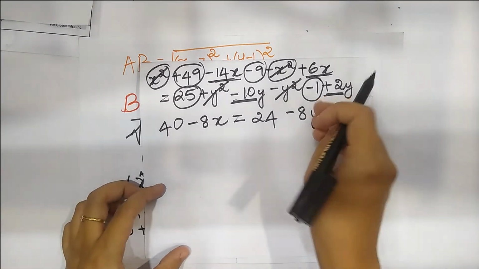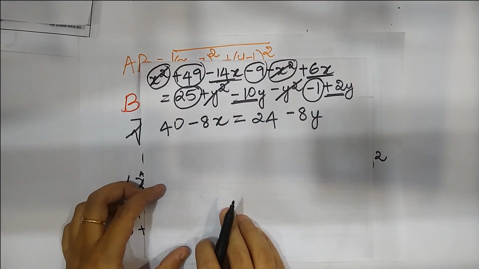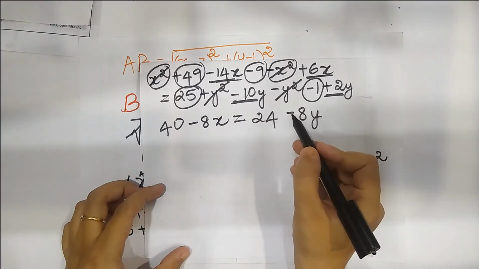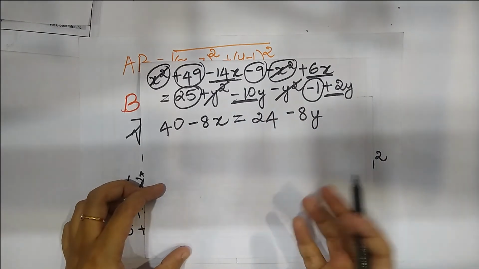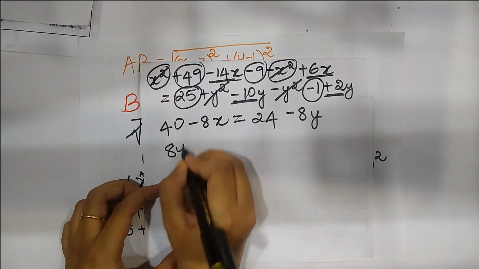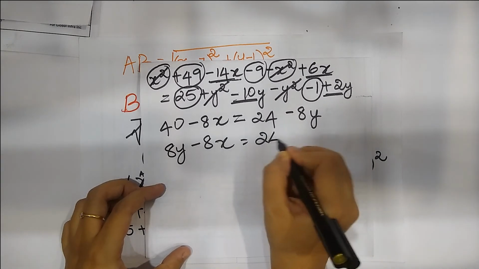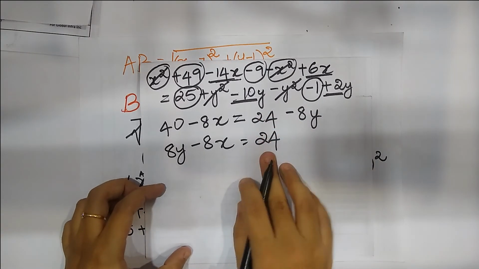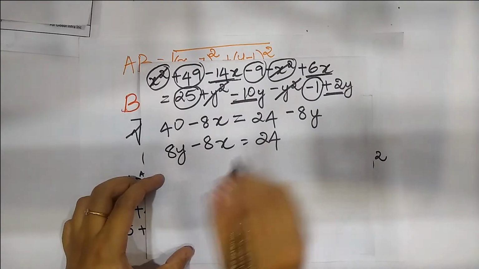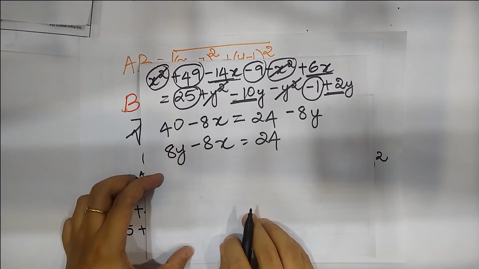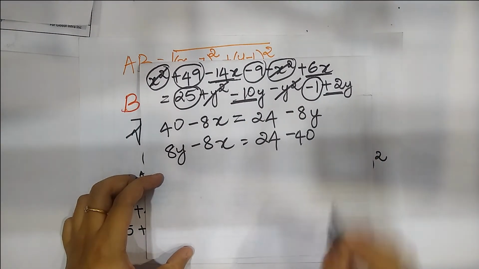So let me take the y to the other side. If I take minus to the other side, it makes it plus. So it will become 8y minus 8x is equal to 24. 24 will remain on the same side. Now I have to bring this 40 to the other side. If I bring 40 to the other side, it makes it minus 40.